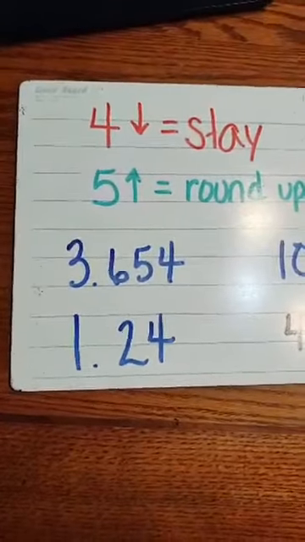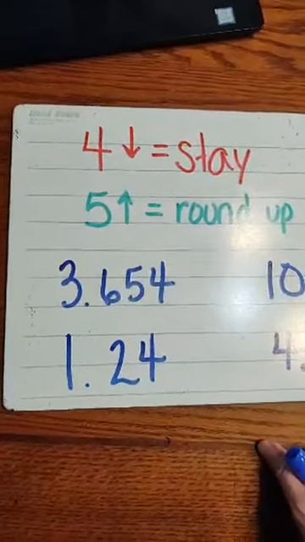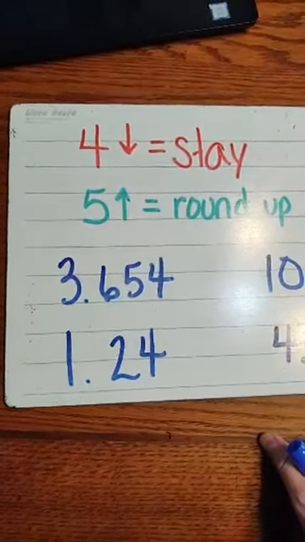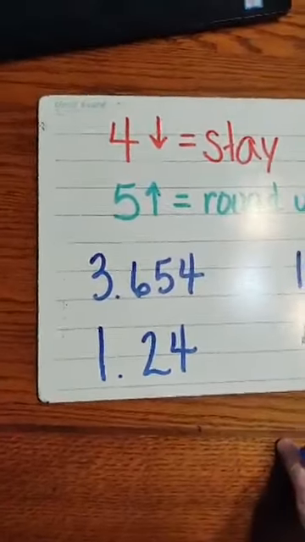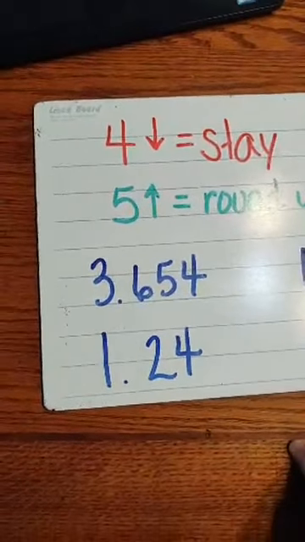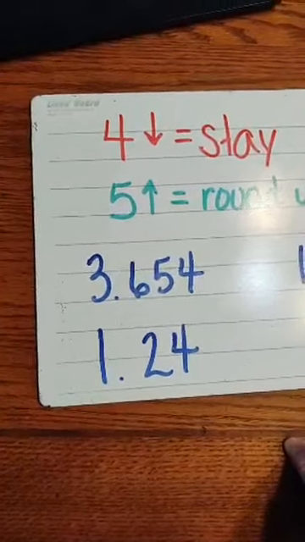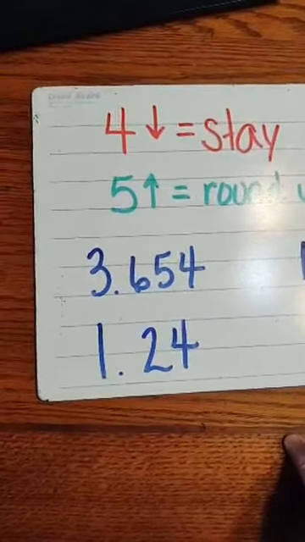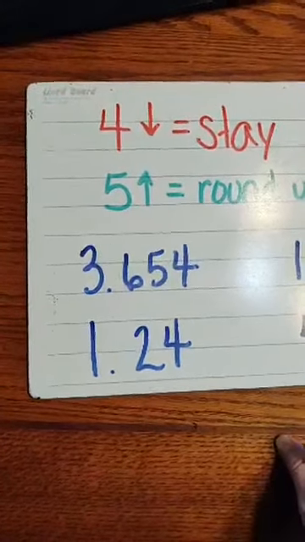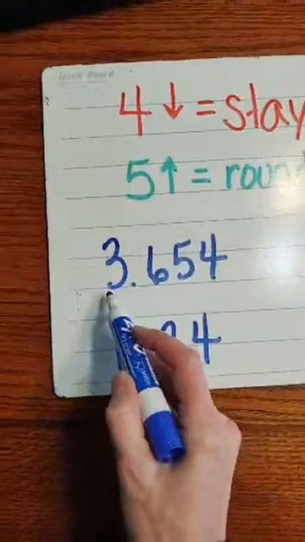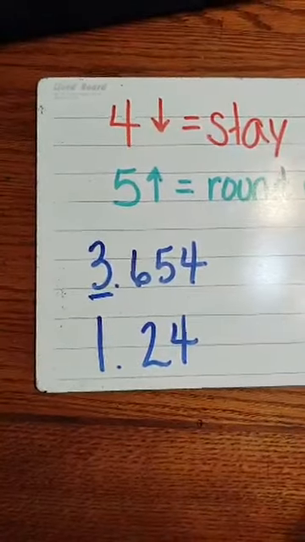Okay, so I've got some numbers here. Let's look at this number first. Okay, 3 and 654 thousandths. All right, so if we are rounding to the nearest whole number, what I like to do is underline the place that we're rounding to. Okay, so if I'm rounding to the nearest whole number, the whole number in this one is 3. Okay, so I am rounding to that place.